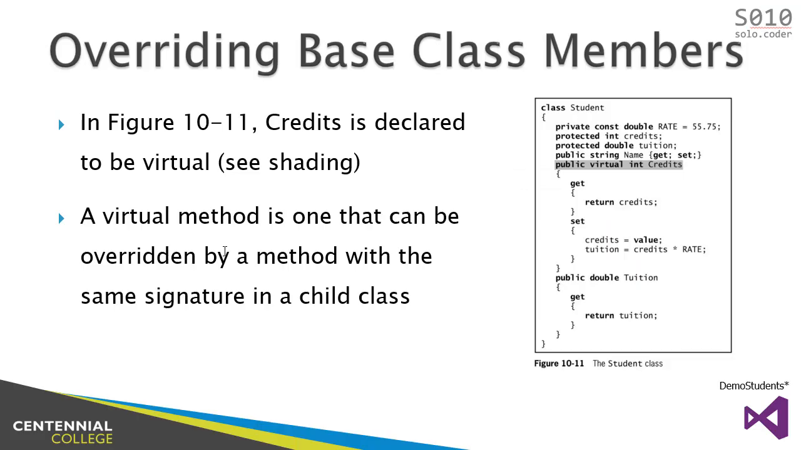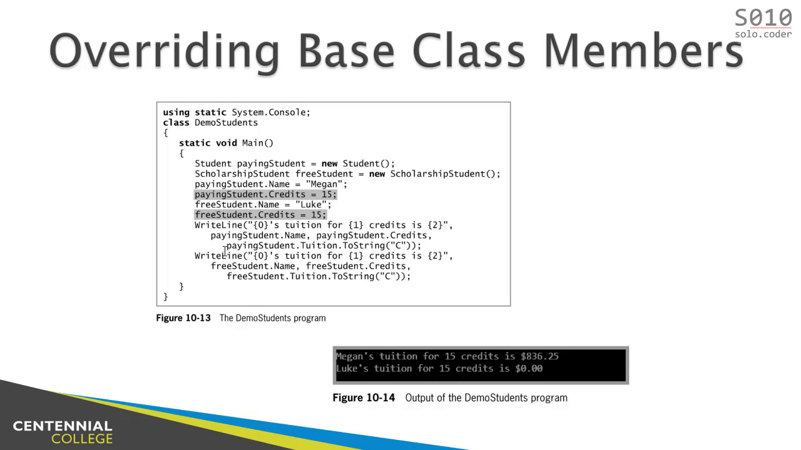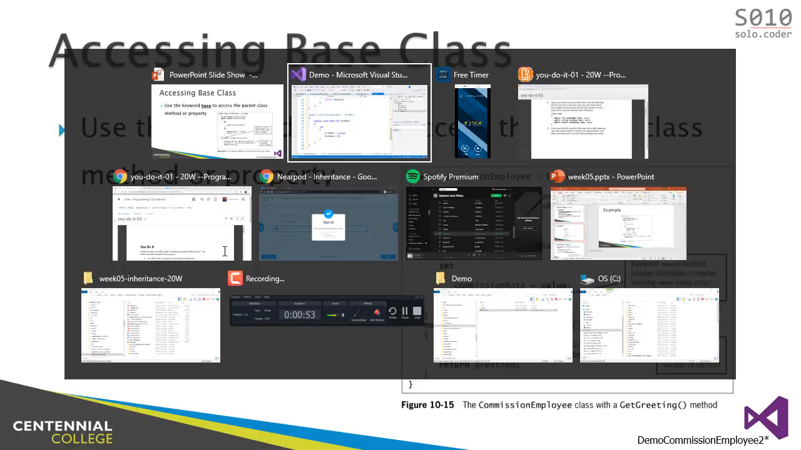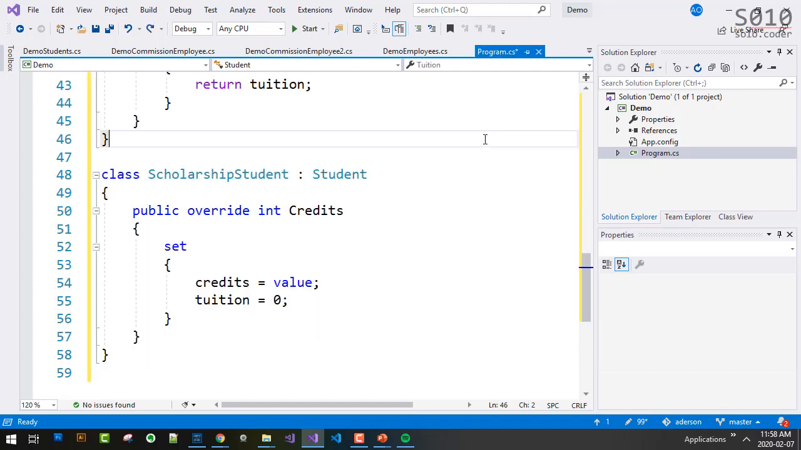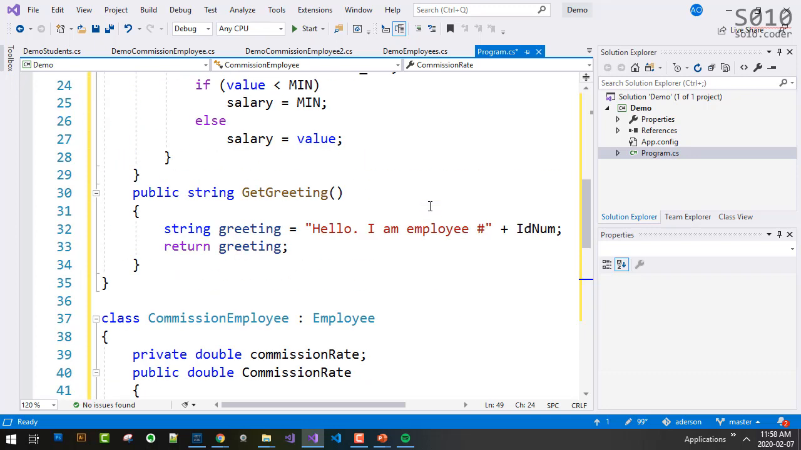So that's the example of virtual. You can read that on your own. Just examples here. Okay, let's have a look at this other example. Demo commission employee 2. So again, we saw the virtual keyword in the parent and the override keyword in the child. Now, there is another way that you can redefine the behavior in the child, and here's the example.